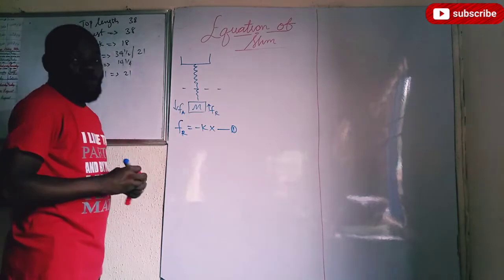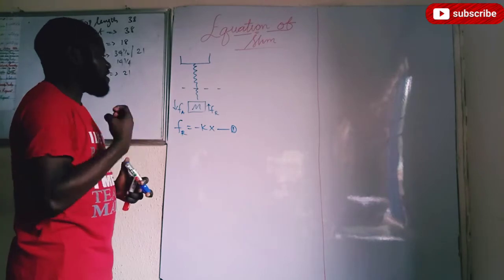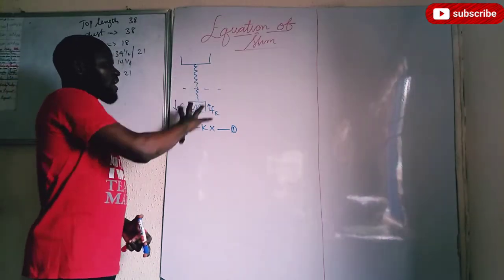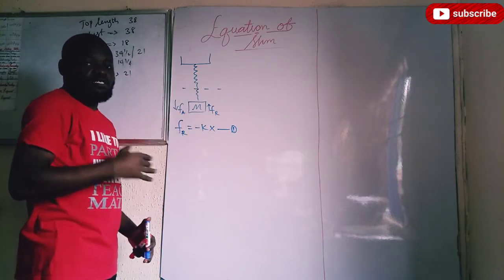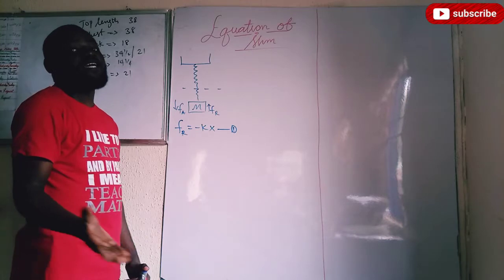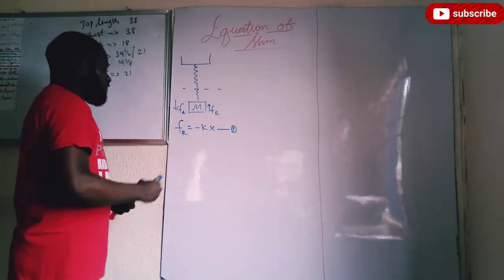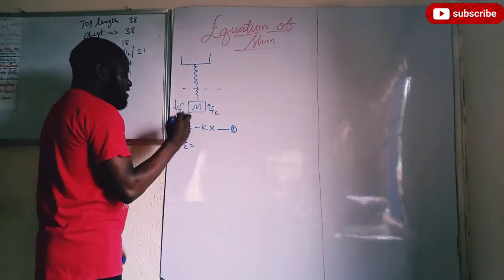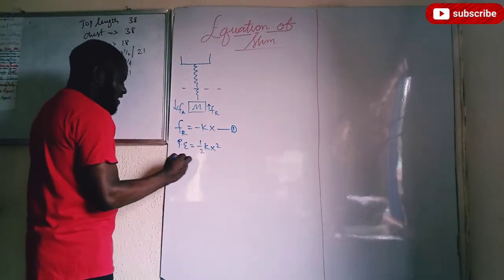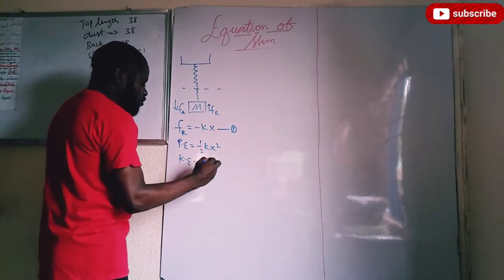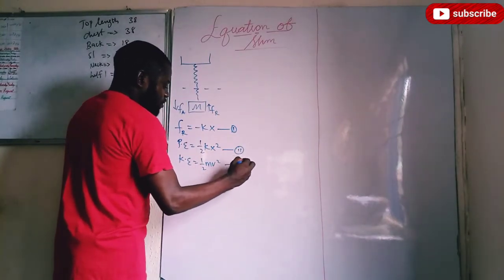So if this is equation 1, another thing that we need to understand about a body that is performing simple harmonic motion is that the kinetic energy and potential energy keep changing into each other. That is, potential energy changes to kinetic energy and kinetic energy changes to potential energy in the same pattern. Therefore, our potential energy is given to be 1 over 2 kx squared, and our kinetic energy is 1 over 2 mv squared. So this is equation 2 and this is equation 3.